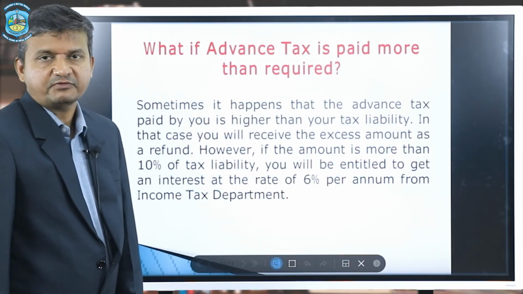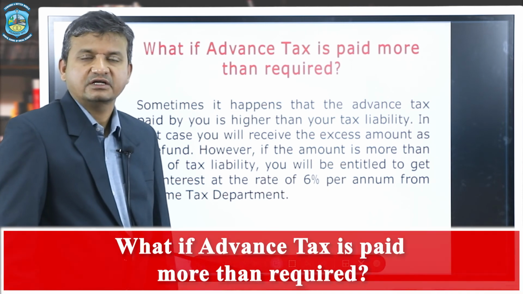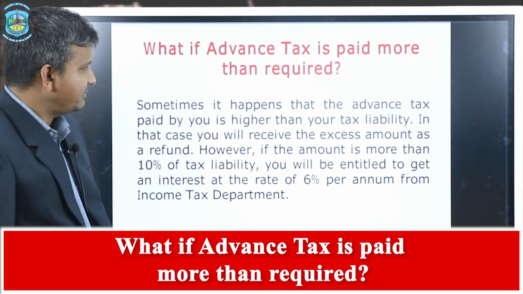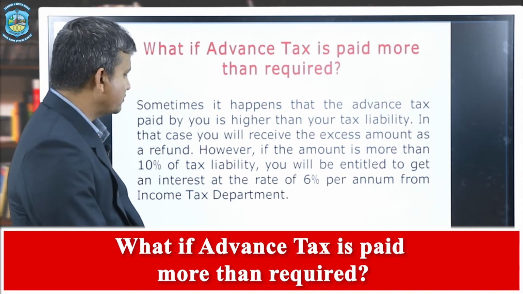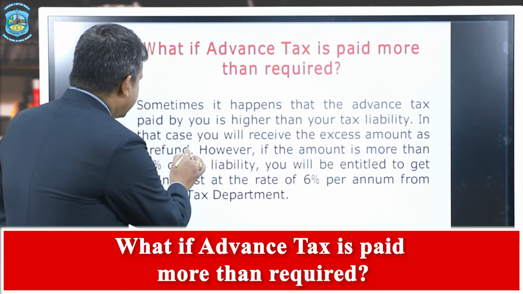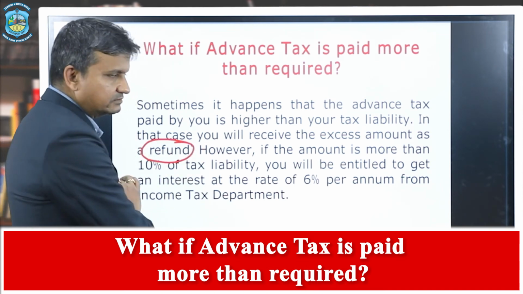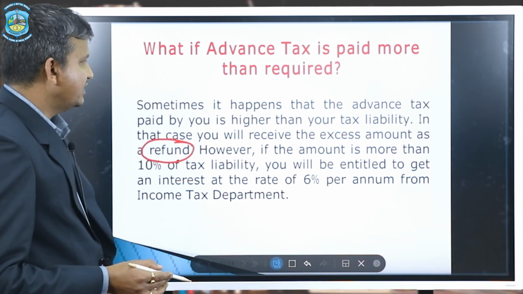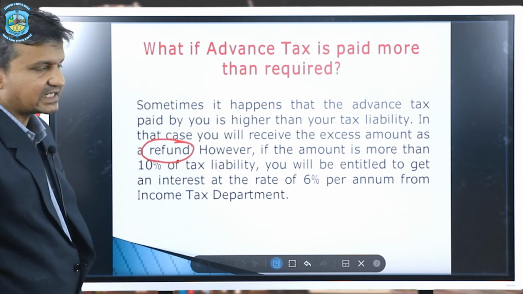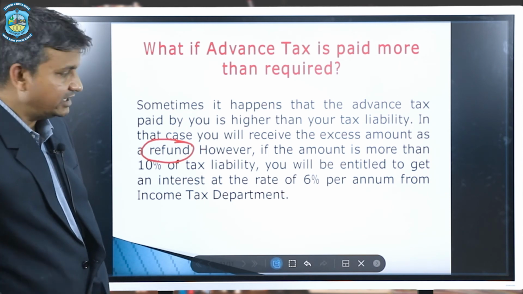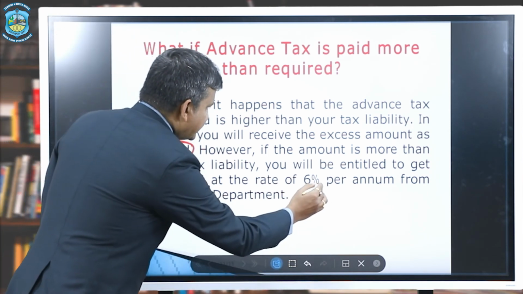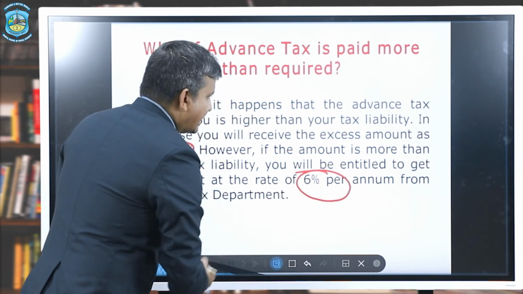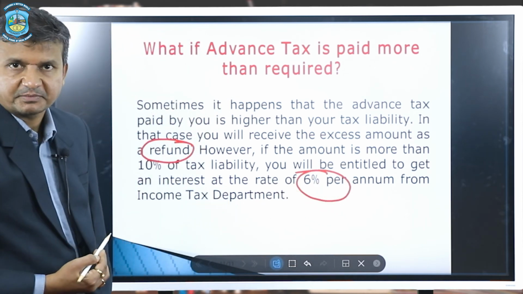Now, let's talk about what happens if advance tax is paid more than required. Normally, if advance tax is paid more than required, then you are entitled to a refund. The excess amount paid will be refunded back to you. And if the excess amount is more than 10% of the tax liability, then you are even entitled to get interest of 6% per annum from the Income Tax Department.